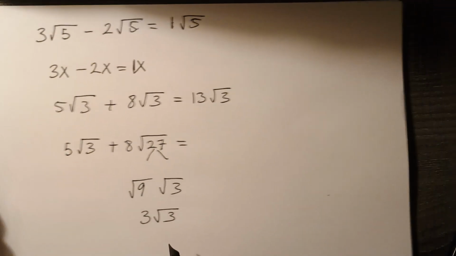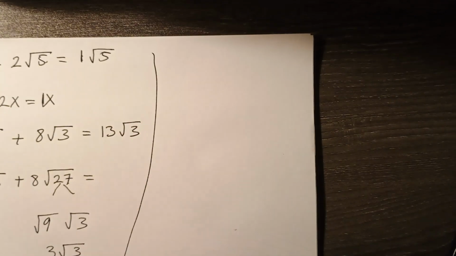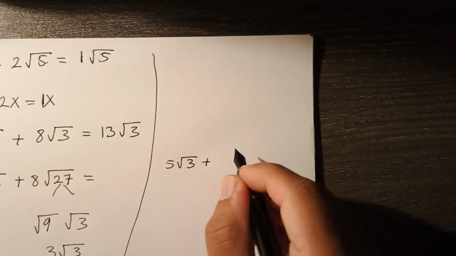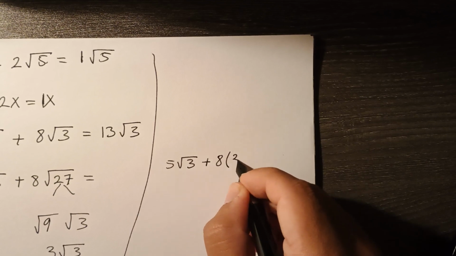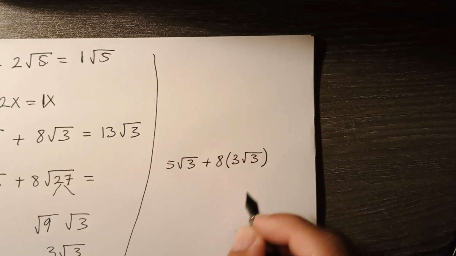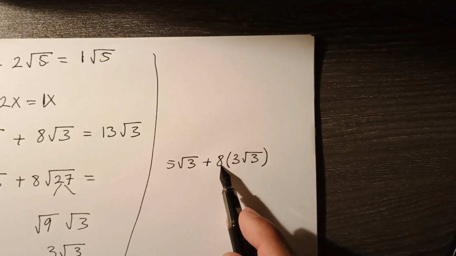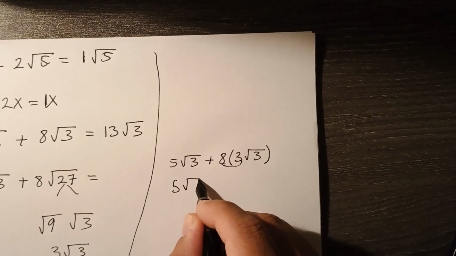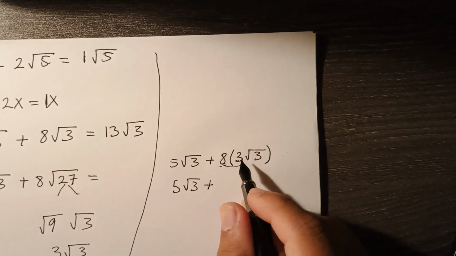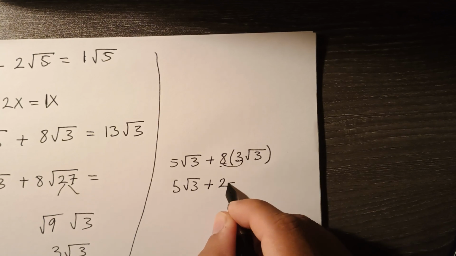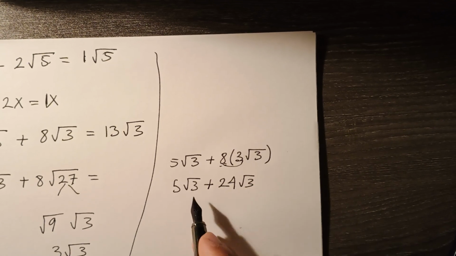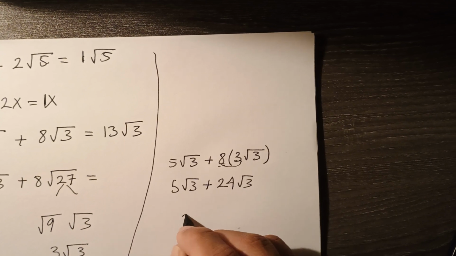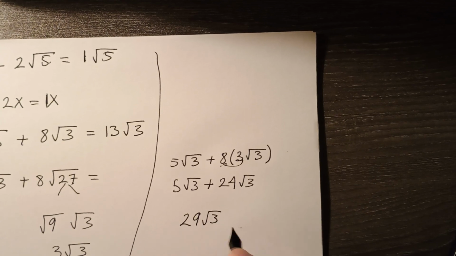So if I do it over here again, we have 5 plus 8. Now all you're going to do is multiply these two. Just multiply it. 8 times 3 should be 24. And now that your square roots are the same, you can now add them. And the answer is 29 square root of 3.